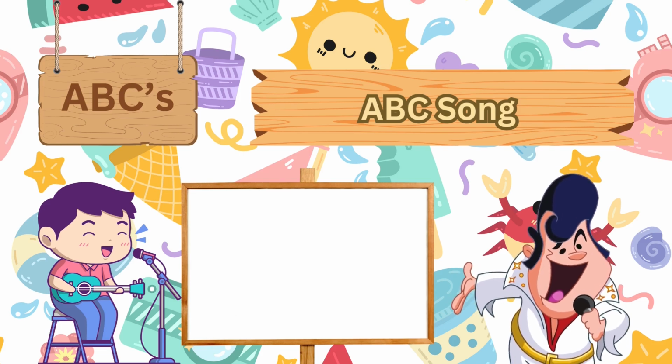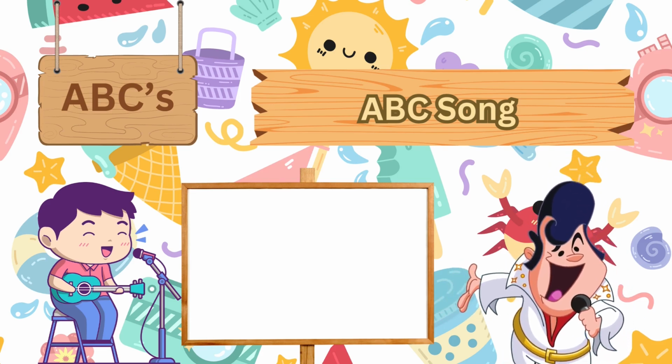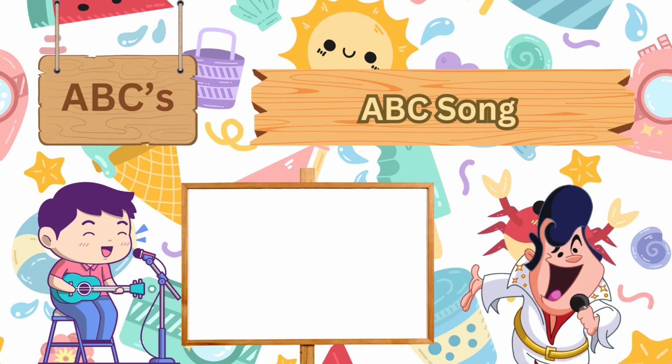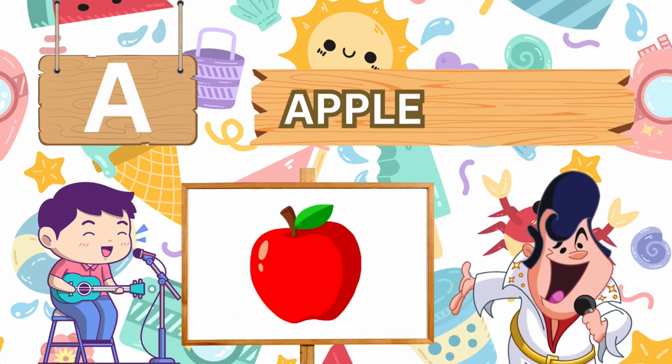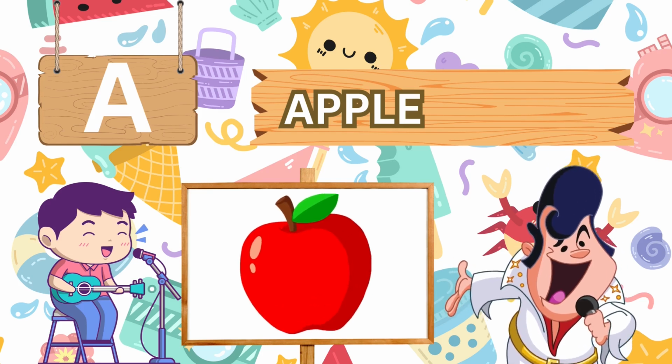Today we're going to learn the ABCs, the English alphabet from A to Z. Are you ready? Let's start. This is the letter A. A is for apple. Say again, apple, apple.